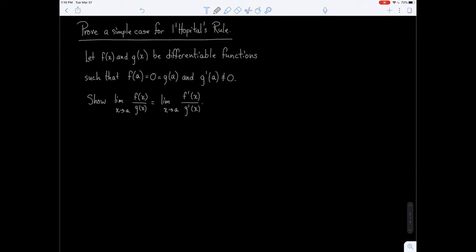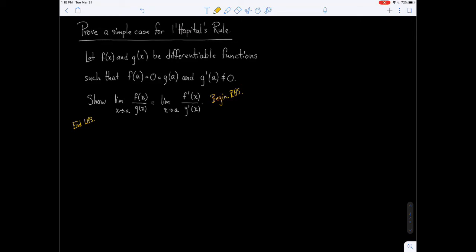So what we're going to do in our proof here is start on the right hand side, and then we're going to work through our proof, and when we're done we'll end over here, on the left hand side. So that's what we're going to do.